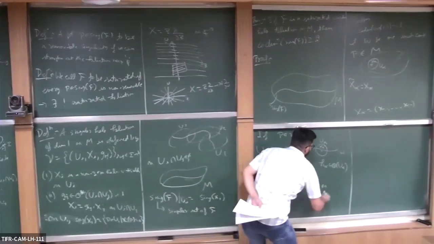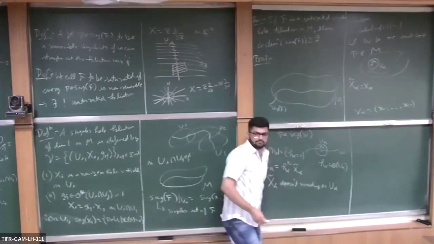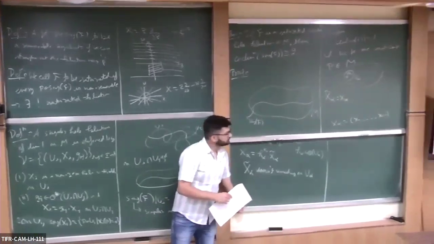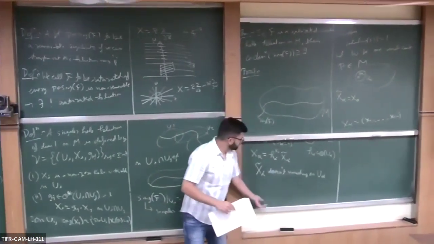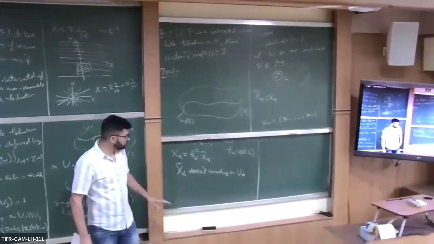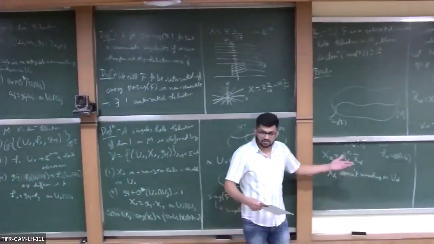Does not vanish on here. So, here, H alpha is non-vanishing, right? No. H alpha is non-vanishing. The H alpha is vanishing.